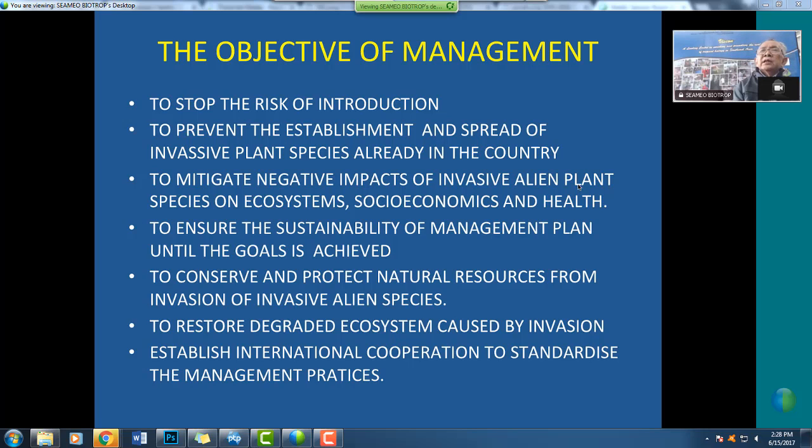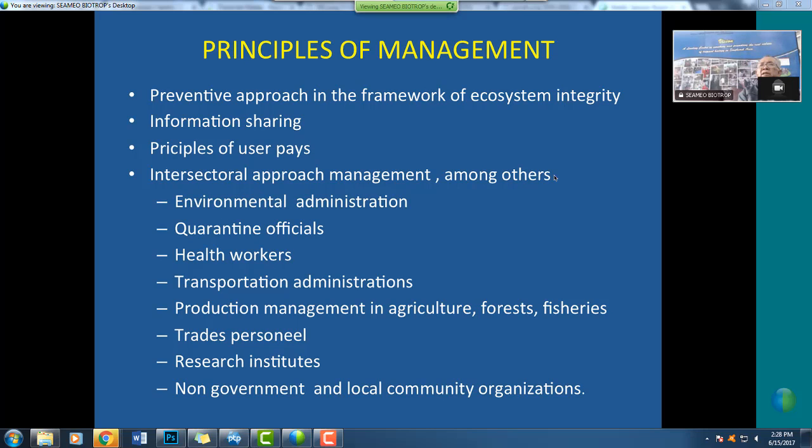And I would like to add another one, that we have to manage the agricultural production system sustainably so that invasive alien species will not invade into the system which is managed properly. And then to restore degraded ecosystem caused by invasion, and to establish international cooperation to standardize the management practices. And in countries in the South Asian region, it's important to have a harmonized system to share the information and to prevent the movement of this invasive alien species from one country to the other.